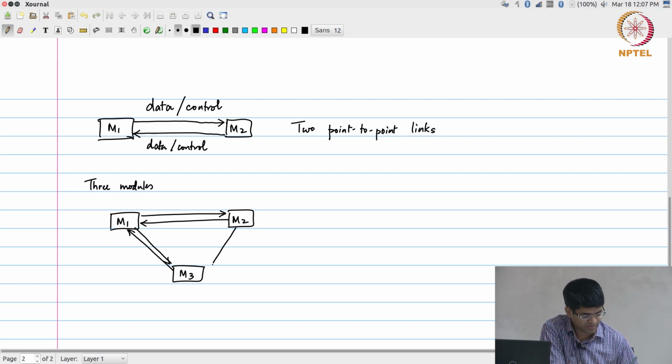What about M2 to M3? Once again, same story, right? If I have n modules, how many links will I need?